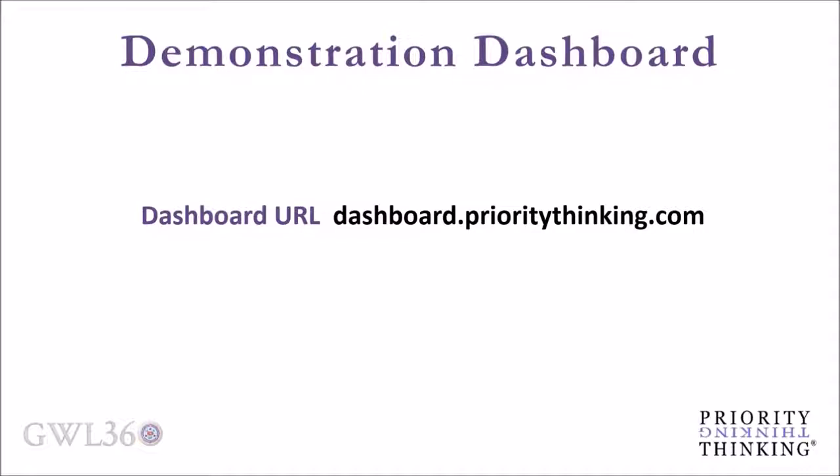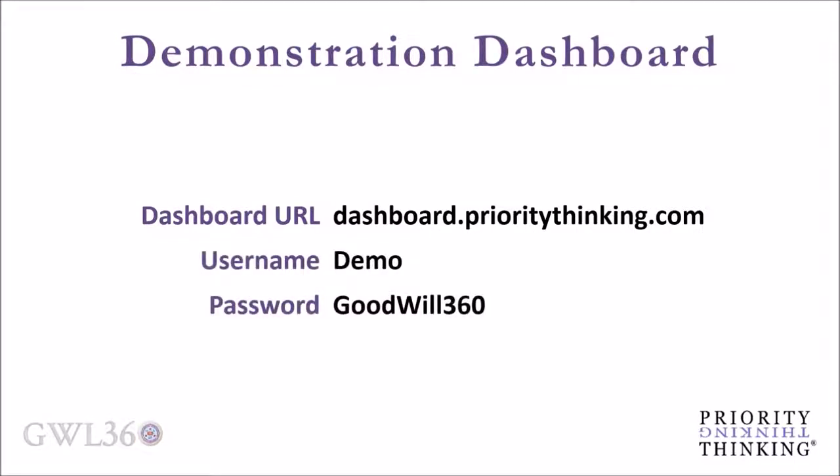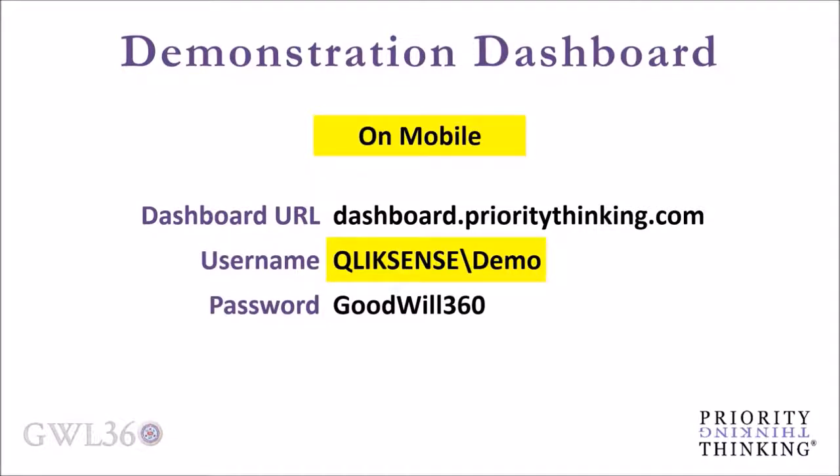The URL we'll be using is dashboard.prioritythinking.com, and if you don't already have an account with us, feel free to use our demo account, which is username demo, capital D, and the password is GWL360 with a capital G, capital W. If you're viewing this on a mobile device, you're going to need to append our domain name, which is ClickSense all caps, followed by a backslash and then demo, and this pertains to iPads, Surfaces, and mobile phones.